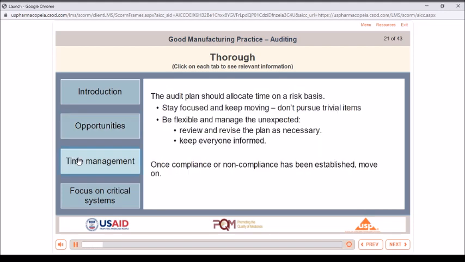Time management. The audit plan should allocate time on a risk basis. Stay focused and keep moving. Don't pursue trivial items. Be flexible and manage the unexpected. Review and revise the plan as necessary. Keep everyone informed. Once compliance or non-compliance has been established, move on.